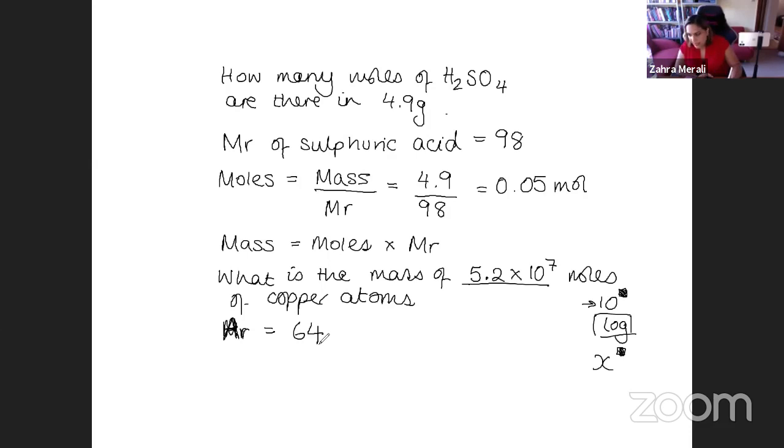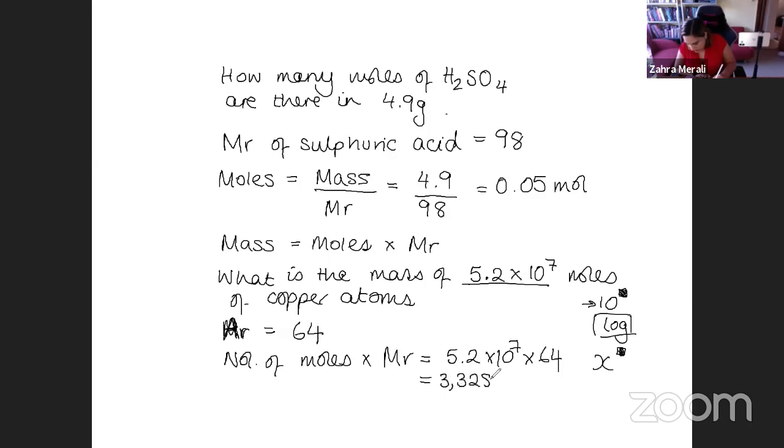So therefore we know that our number of moles times our MR is going to be 5.2 times 10 to the 7 times 64. And you will get a massive number, because if you think about it, 5.2 times 10 to the 7 has got 6 zeros on it. And then we're timesing it by 64. So when I plug that into my calculator, let me just tell you how it gives it to you. Okay, so it might give it to you all in, without it in standard form, it might give it to you like this, 0, 0, 0, 0, 0, 0.